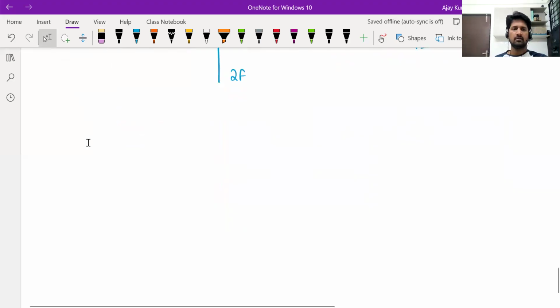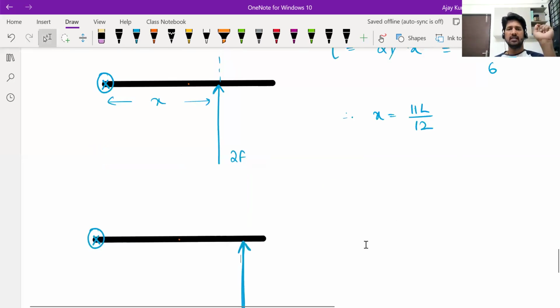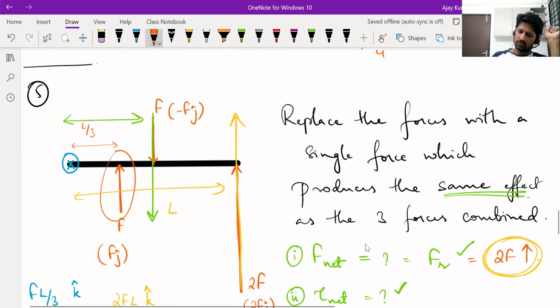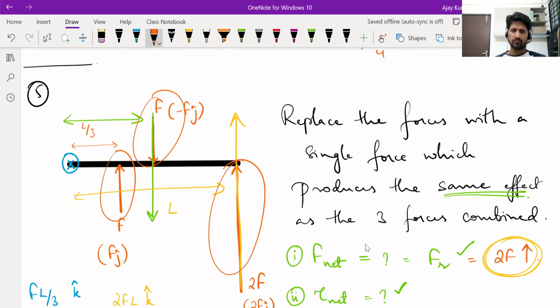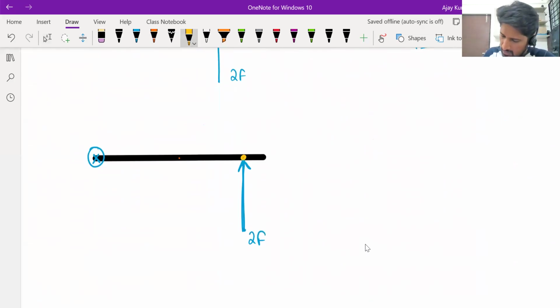So it will be somewhere here. Like this. So a single force of 2F acting at this point in this direction, or acting along this line, produces the same effect as the combination of these three forces. Okay. So this point that we found out, or this line that we found out, is the line of action of effective force.